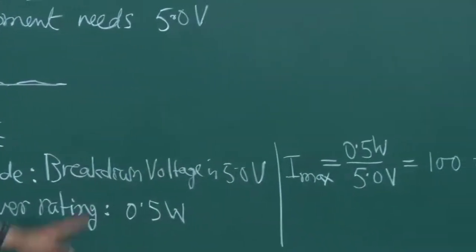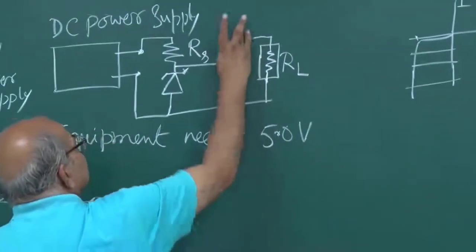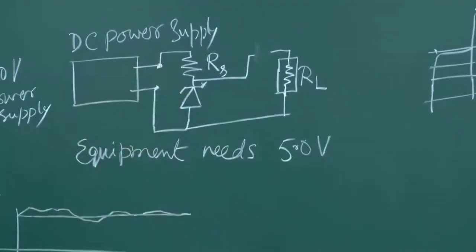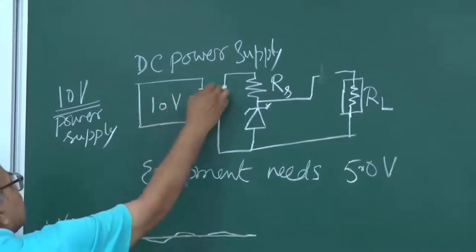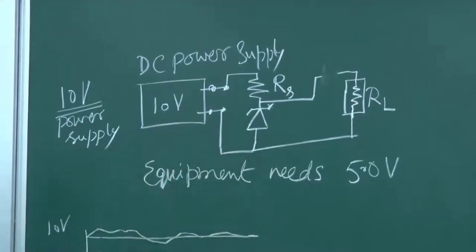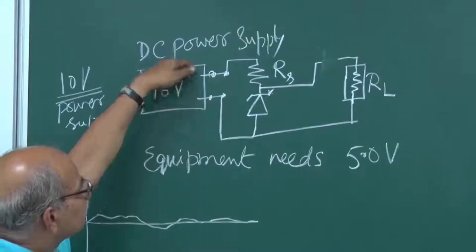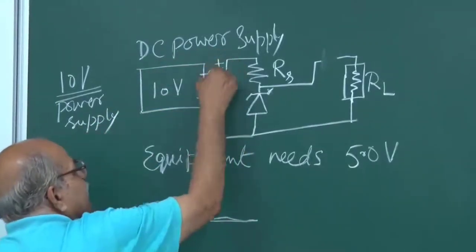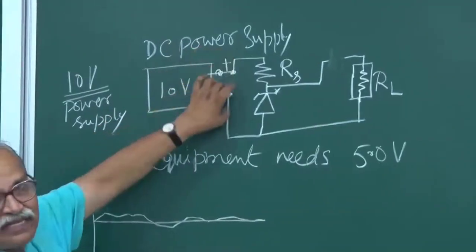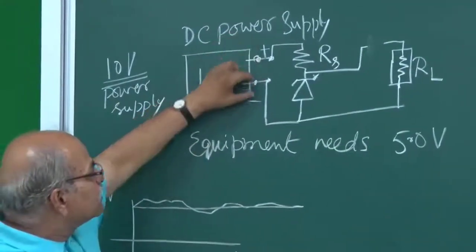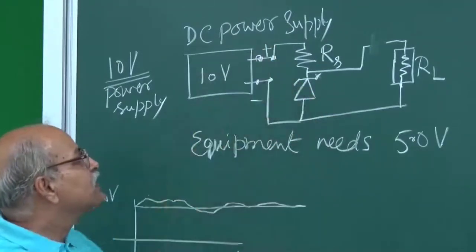To start with, let us say there is no load. Suppose there is no load, so let me break this. Suppose it's just RS and the Zener. And suppose this is 10 volts. It is giving me 10 volts. Fluctuation is there, but 10 volts here. And your circuit is just this. And remember, this side is plus and this side is minus. This is a DC power supply, so one side is positive, one side is negative. So it is reverse bias.